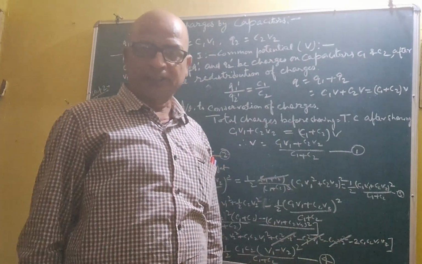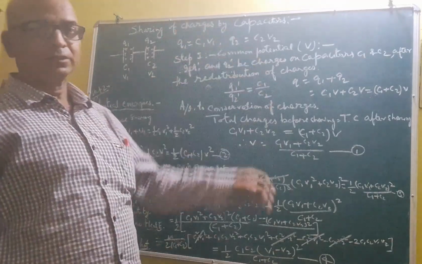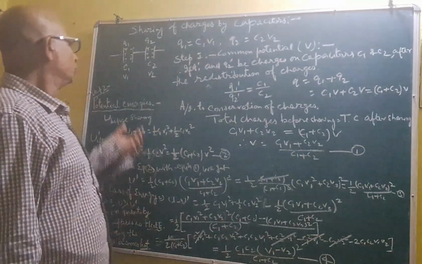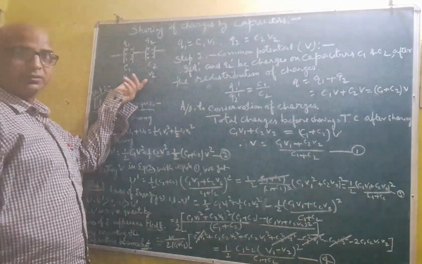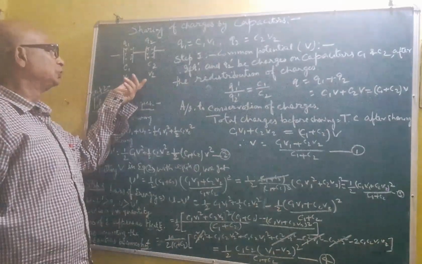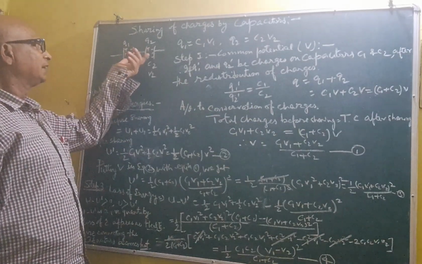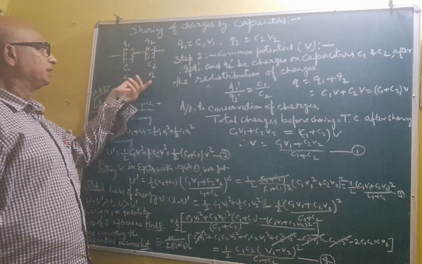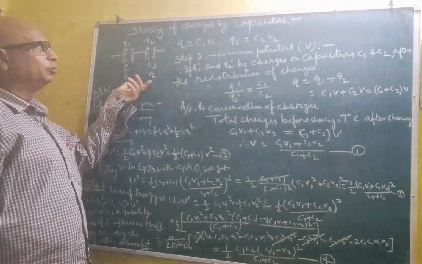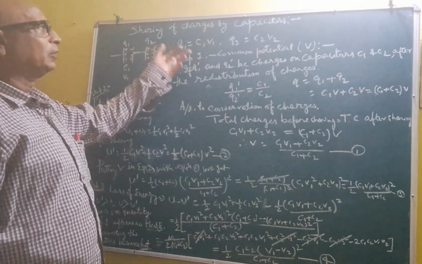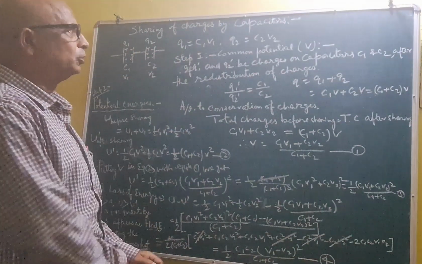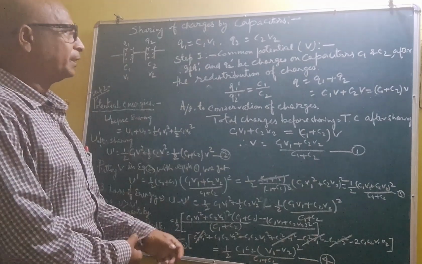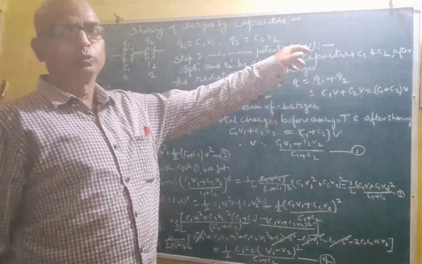Today my topic is sharing of charges by capacitors. Consider two capacitors whose capacitances are C1 and C2, and the charges are Q1 and Q2. The potential differences are V1 and V2. So the charge Q1 is equal to C1 V1, and Q2 is equal to C2 V2. Step 1: the common potential is equal to V.